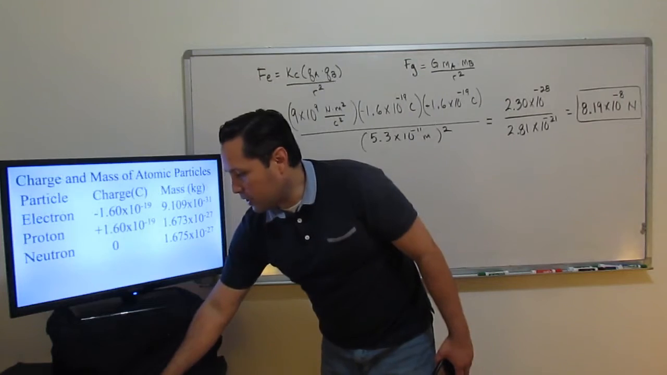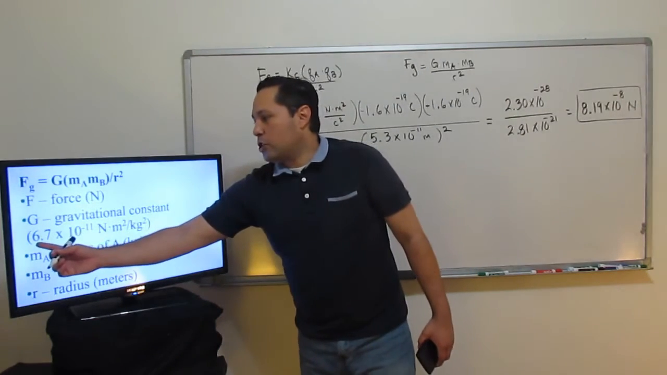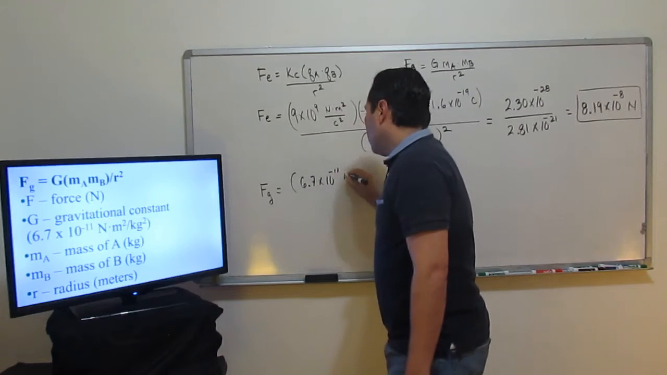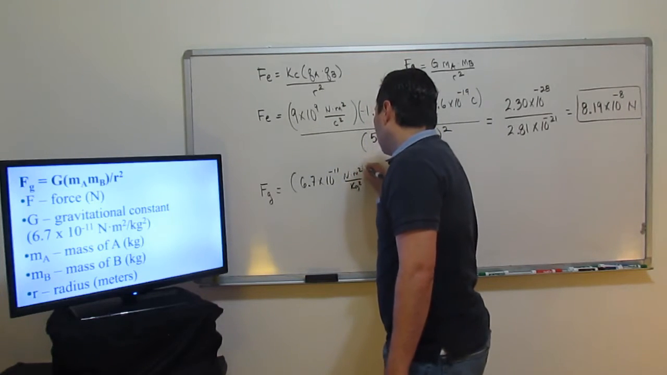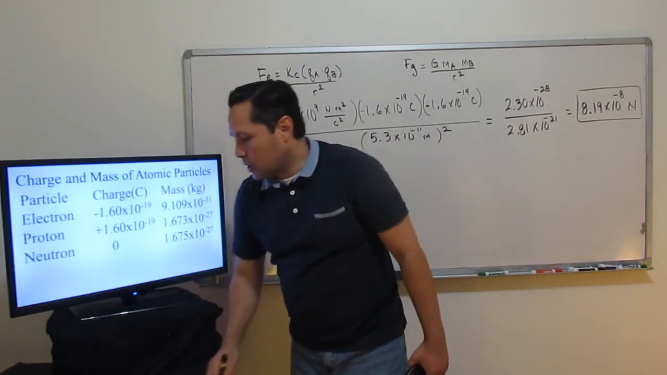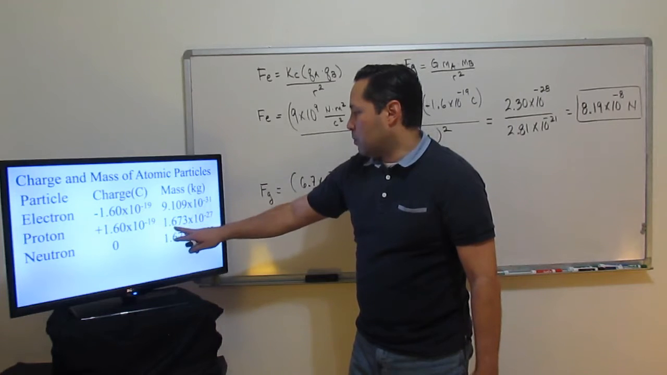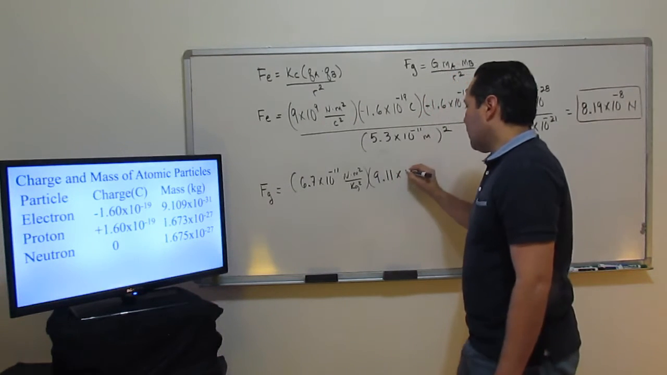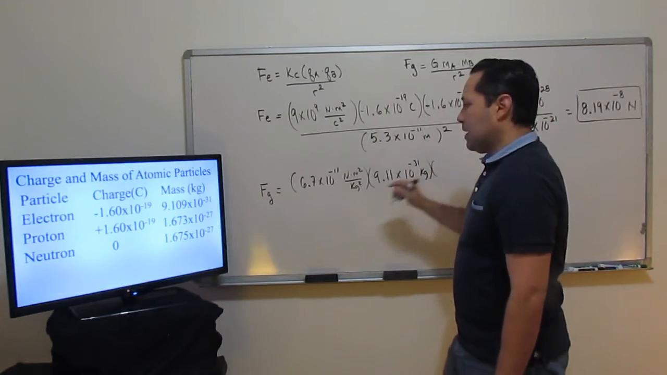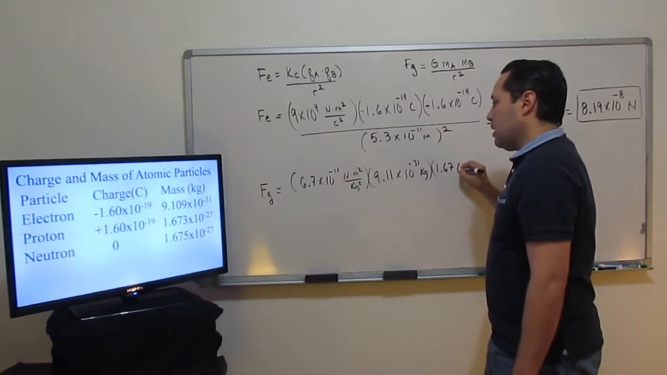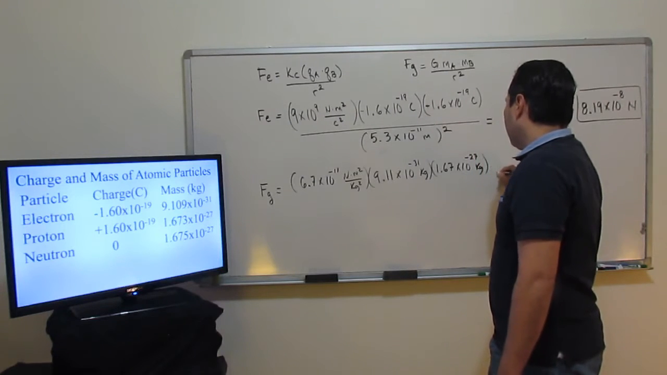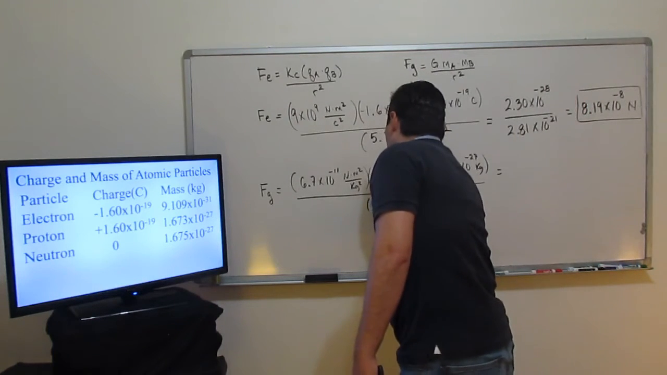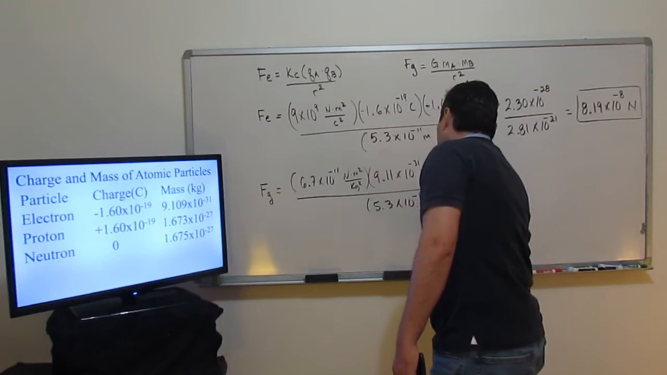Value for G. Let's look that up. G, 6.7 times 10 to the negative 11. And that's in newtons times meters squared over kilograms squared. Next is going to come the mass. The mass of a proton. We're going to put that one first, or let's put the mass of the electron first. I'm going to round it up slightly. 9.11 times 10 to the negative 31 kilograms. Multiply times the mass of the proton. 1.67 times 10 to the negative 27 kilograms. And all are divided, same distance. 5.3 times 10 to the negative 11 meters squared.